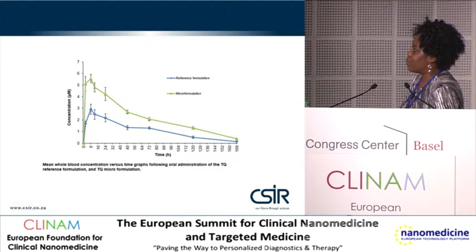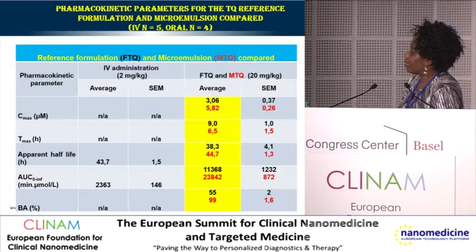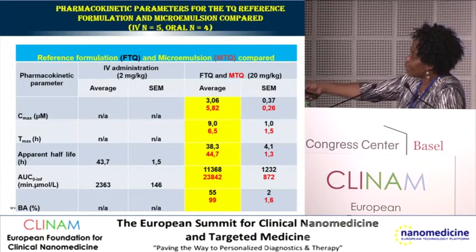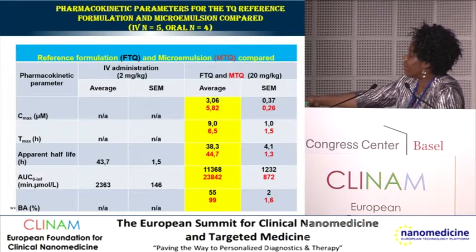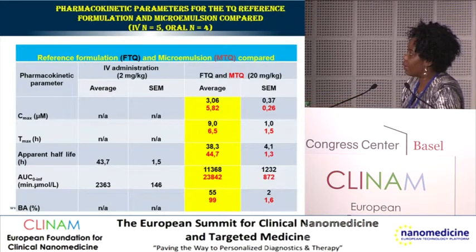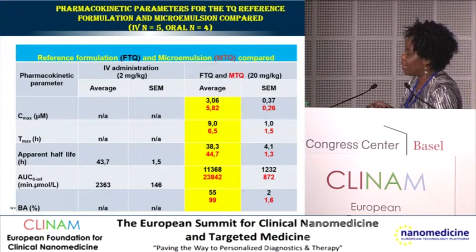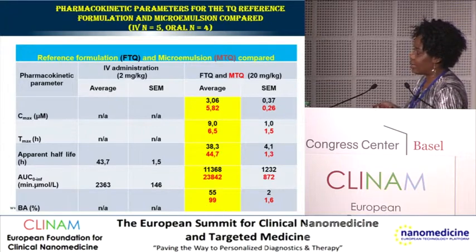Then we also went ahead to analyze the PK parameters, and we saw that actually if you look at the dark values there, they are the free tafenoquine. The red values are the tafenoquine in our emulsion. We looked at the Cmax, the Tmax, the apparent half-life, the AUC, as well as the bioavailability, and we were able to see that for the Cmax, the change is not significant, but there was an increase.